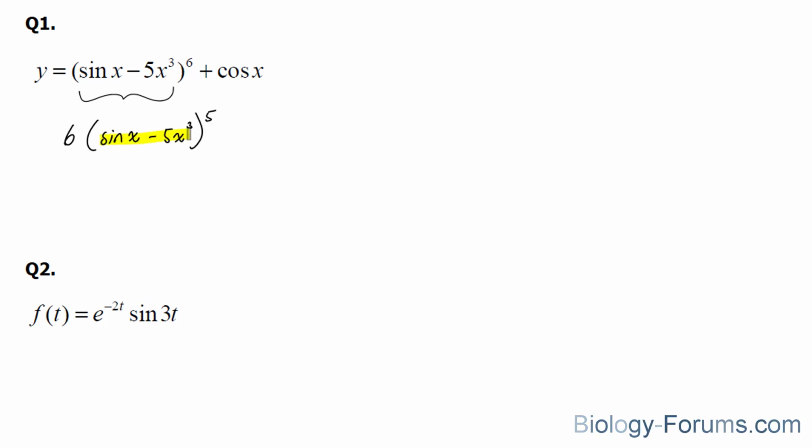Next, we'll find the derivative of that part. The derivative of sine x, and I do have a video dedicated to finding the derivatives of trigonometric functions, is equal to cosine x. And the derivative of this term is equal to negative 15x to the power of 2. Your next step is to find the derivative of cosine x, and the derivative of that is equal to negative sine x.